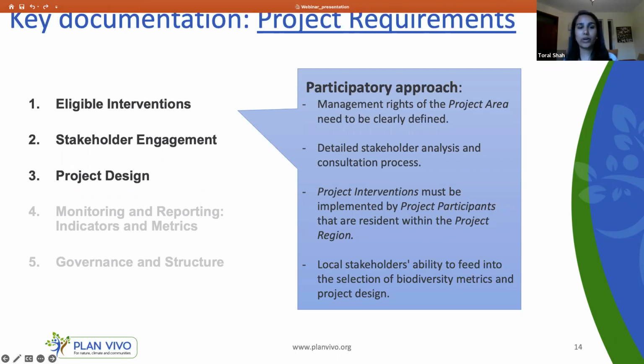This is a very core value to Plan Vivo, and we try to emphasize this throughout our projects and throughout the standard. It's largely addressed in the first 3 sections, where we want to see that the management rights of the project area are clearly defined, that there has been a comprehensive and detailed stakeholder consultation process, the project interventions, where possible, must be implemented by project participants that reside within the project region, and that all the local stakeholders have had ample opportunity to feed into the biodiversity metric selection and the overall project design. So we are exploring these requirements under different routes and models, and when that is the case, additional requirements may apply. All of these, again, are very much outlined in our documentation.